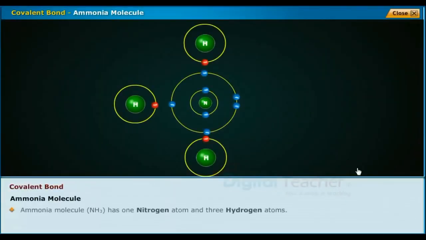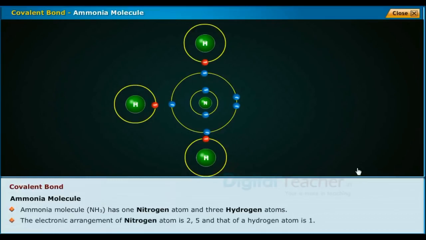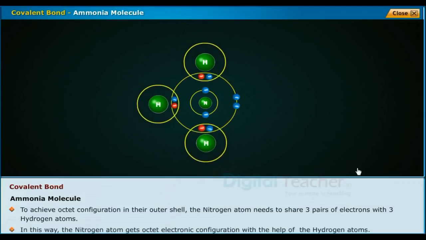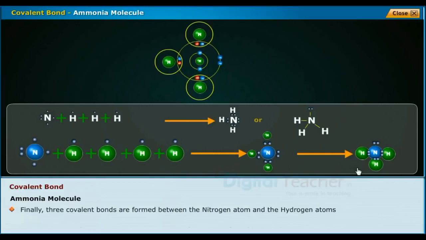Ammonia molecule. An ammonia molecule, NH3, has 1 nitrogen atom and 3 hydrogen atoms. The electronic arrangement of a nitrogen atom is 2, 5 and that of a hydrogen atom is 1. To achieve octet configuration in their outer shell, the nitrogen atom needs to share 3 pairs of electrons with 3 hydrogen atoms. In this way, the nitrogen atom gets octet electronic configuration with the help of the hydrogen atoms. Finally, 3 covalent bonds are formed between the nitrogen atom and the hydrogen atoms.